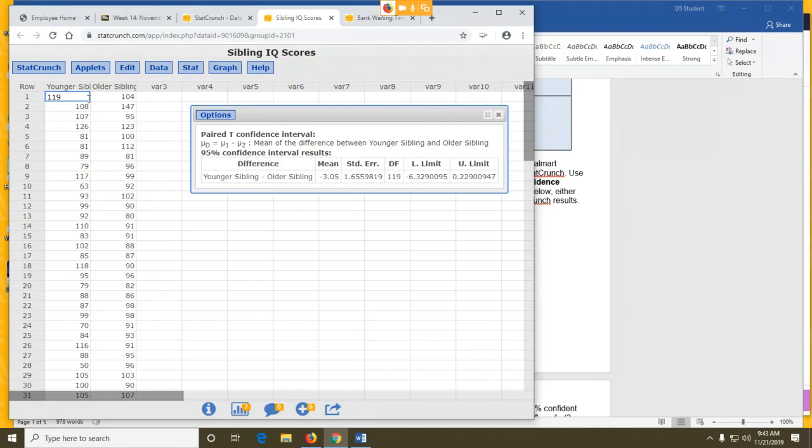I think you had a homework problem this week that had something to do with that, whether 0 was in the interval or not. But that's when you're looking at paired data.